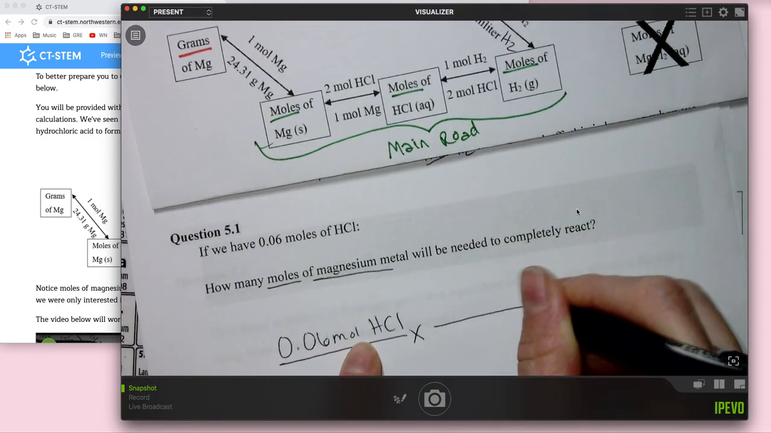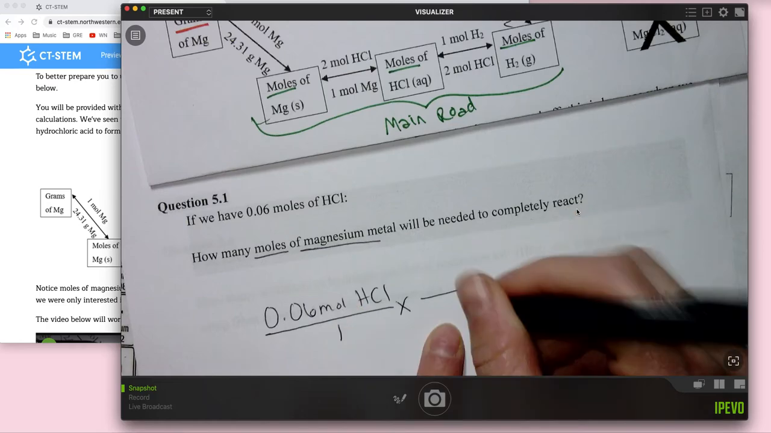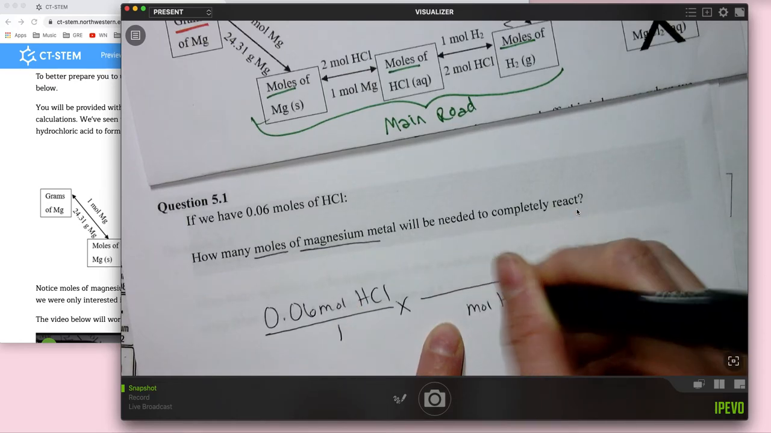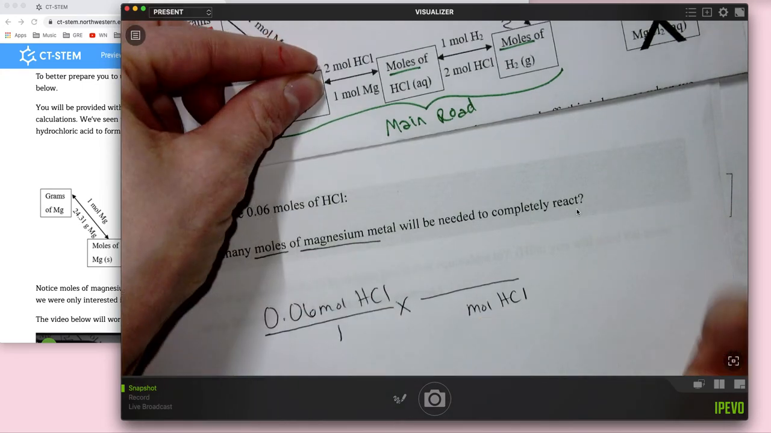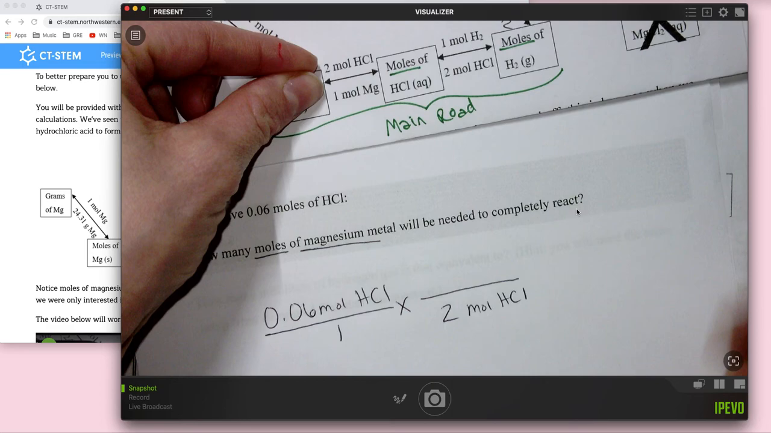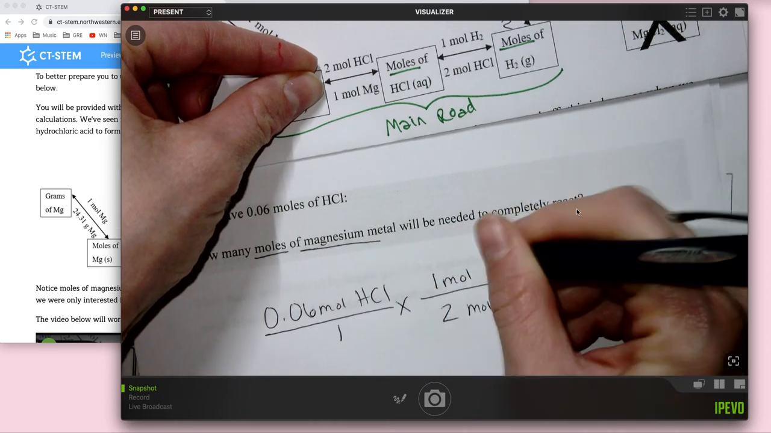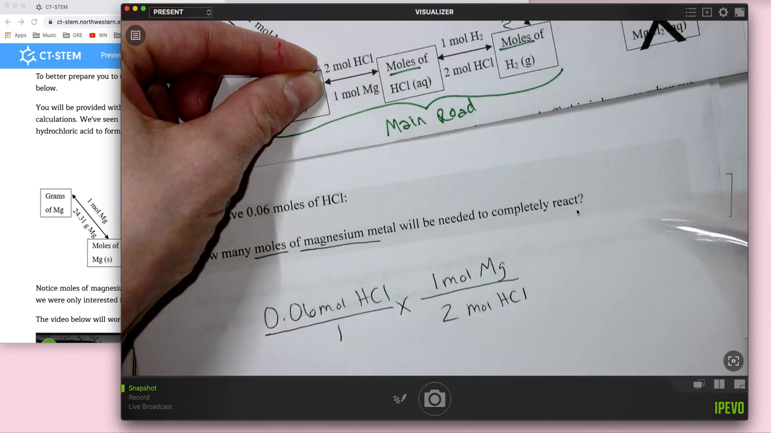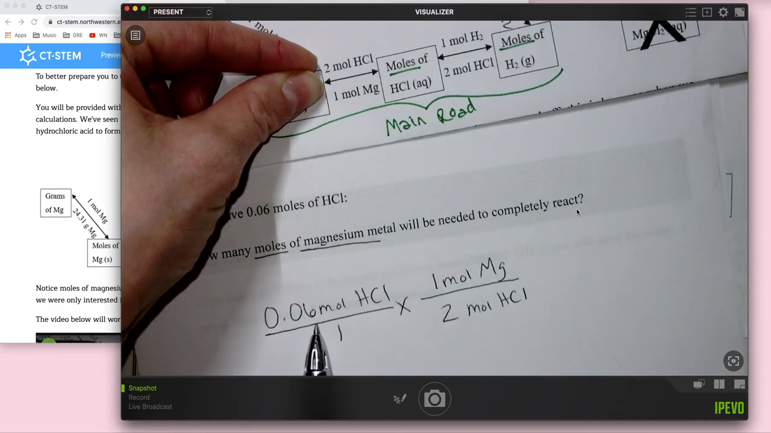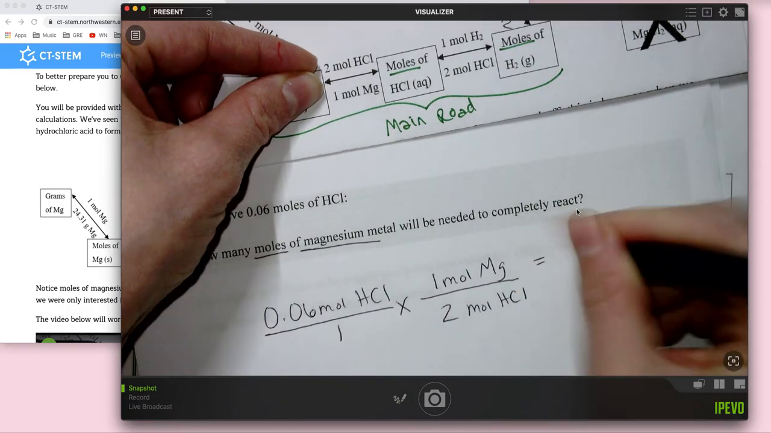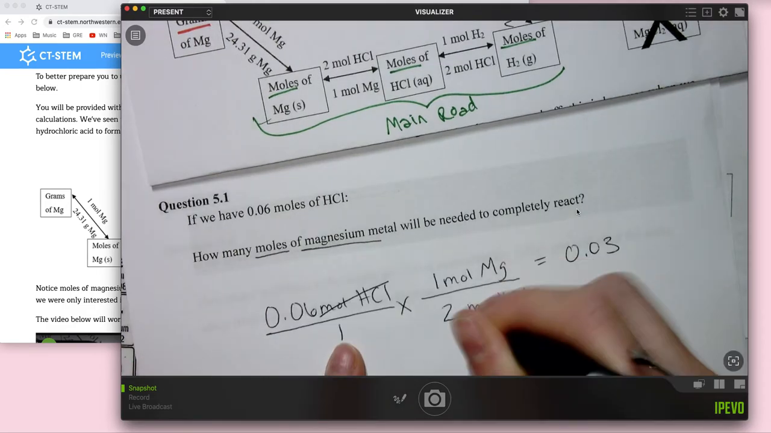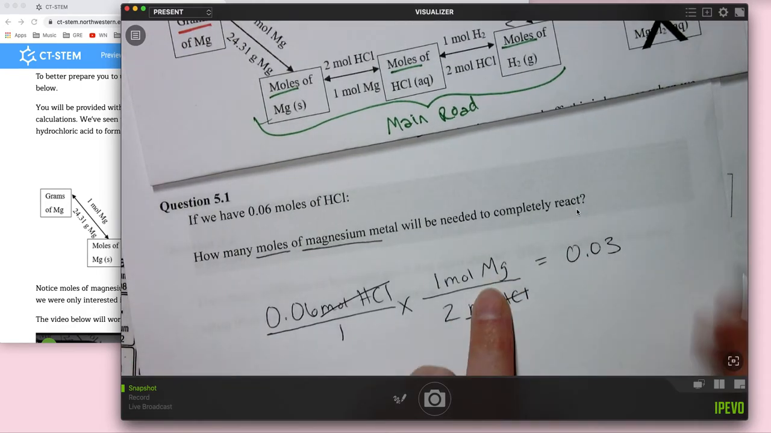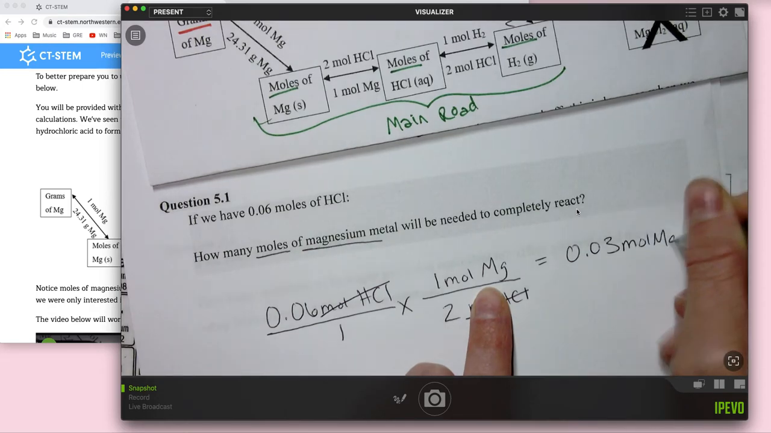Okay, so mole of hydrochloric acid is in the numerator, so that means that mole of hydrochloric acid goes in the denominator. Looking at my conversion factor, I have 2 moles of hydrochloric acid for every 1 mole of magnesium. So 0.06 times 1 divided by 2 equals 0.03. To get my unit, I go back and I cancel out mole of hydrochloric acid, and I'm left with mole of magnesium.